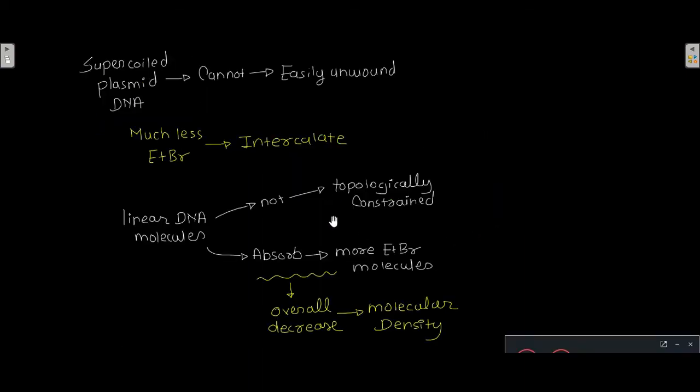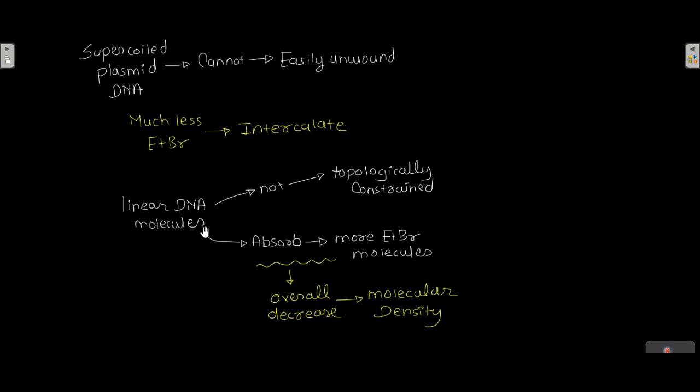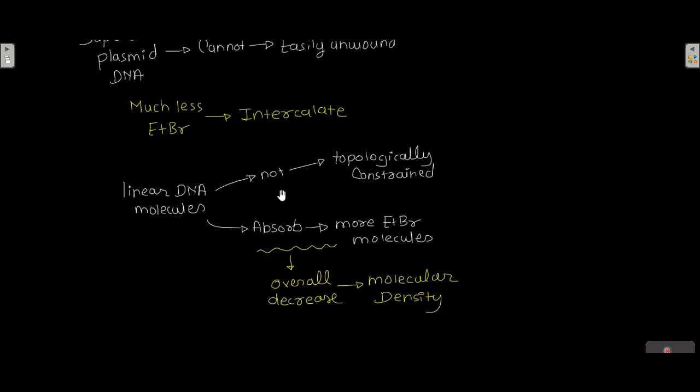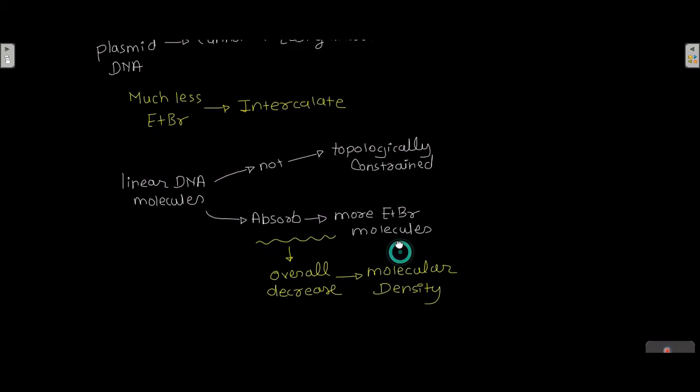So this supercoiled plasmid DNA cannot be easily unwound, and that is the reason why much less EtBr intercalates in it. But the linear DNA molecules are not topologically constrained, and that is the reason why they absorb more EtBr molecules, and this causes an overall decrease in their molecular density.